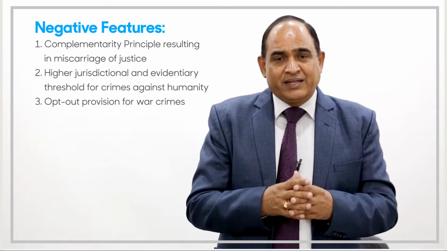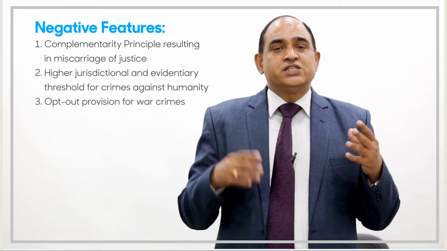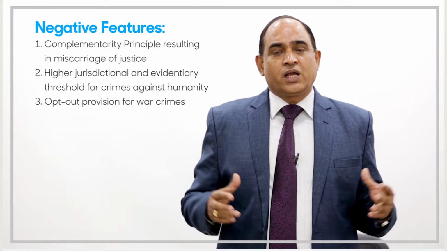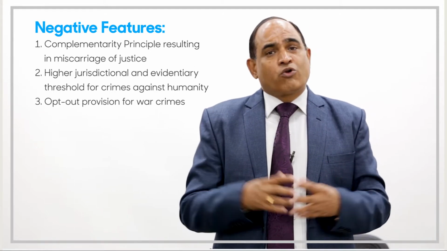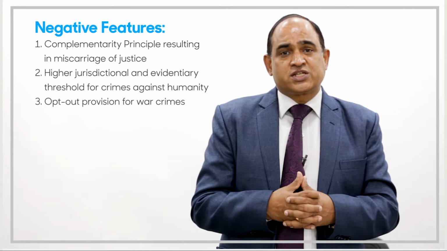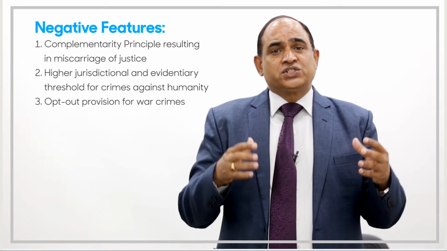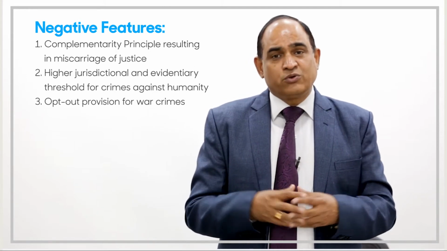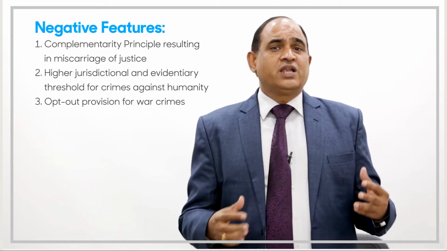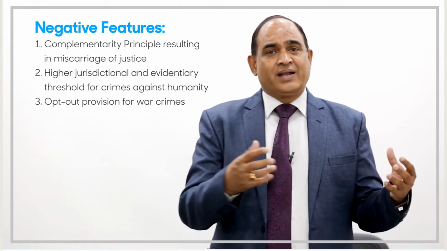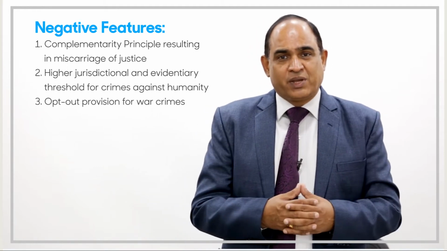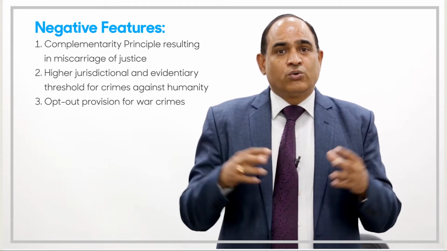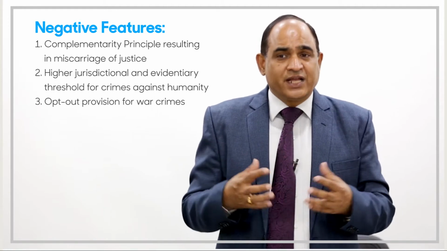On the flip side, there are a number of negative features. These include the complementarity provision. For instance, a state can claim a robust or functioning judicial system and may indulge in a sham investigation, which goes on for years together, during which process crucial evidence may be lost, people may die, victims and witnesses may disappear. So, in the end the justice can be elusive. So, the complementarity provision is a negative feature.